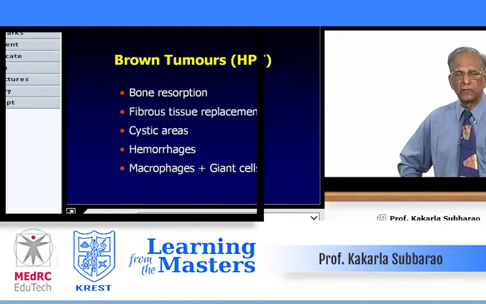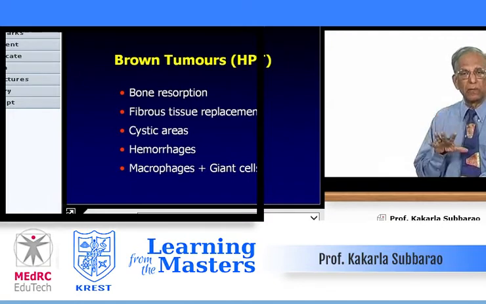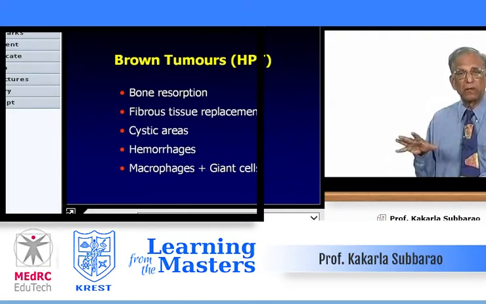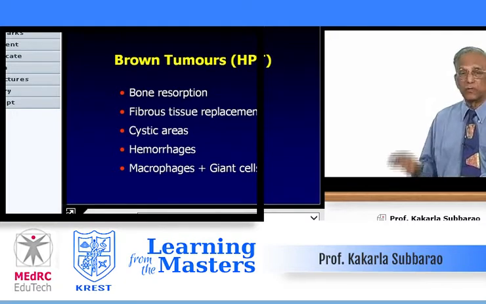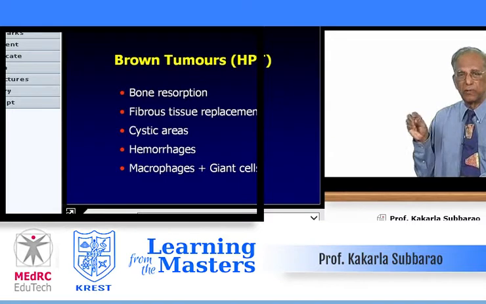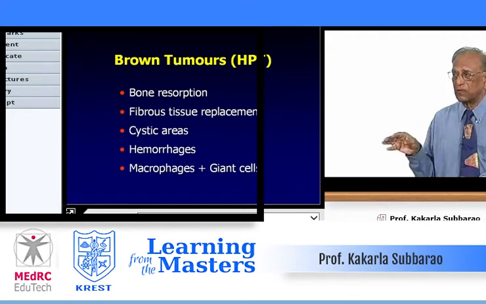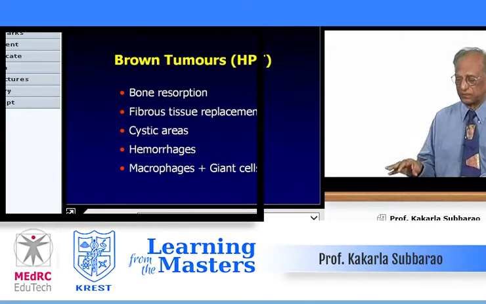Brown tumors, as we said earlier, may be found in hyperparathyroidism of primary type or even secondary type in renal osteodystrophy. Bone resorption. What is a brown tumor? Bone resorption. Fibrous tissue replacement because of the resorbed bone. Cystic areas are seen, looking like a tumor. Hemorrhages, macrophages, and giant cells. That is the histological picture of a brown tumor. Whether primary or secondary doesn't matter.